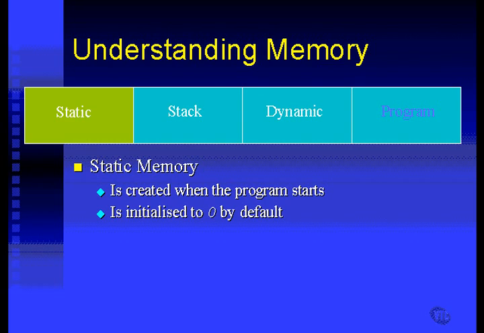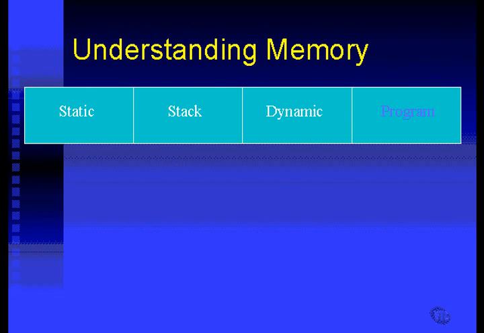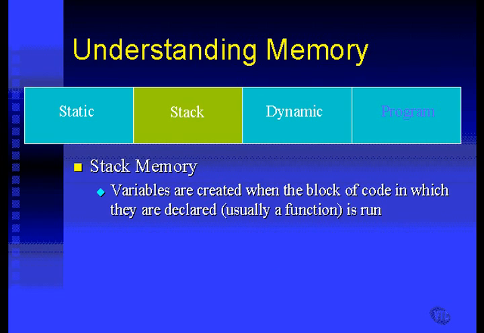All static memory is initialized to 0 by default. You can, of course, initialize these variables to other values besides 0, and if you do, those initializations will happen before main actually starts running. All static variables, as I said, have a lifetime of the entire program, so they are only destroyed when the program ends.